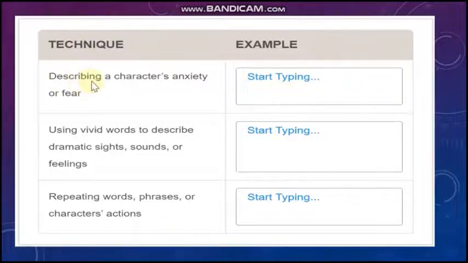The first technique is describing a character's anxiety or fear. So you can write the example from the story which we are going to read. The second technique you can write about is using vivid words to describe dramatic sights, words, or sounds, and feelings. You can note down the examples. Next is repeating words, phrases, or a character's actions. You can write the examples from the story in this chart.